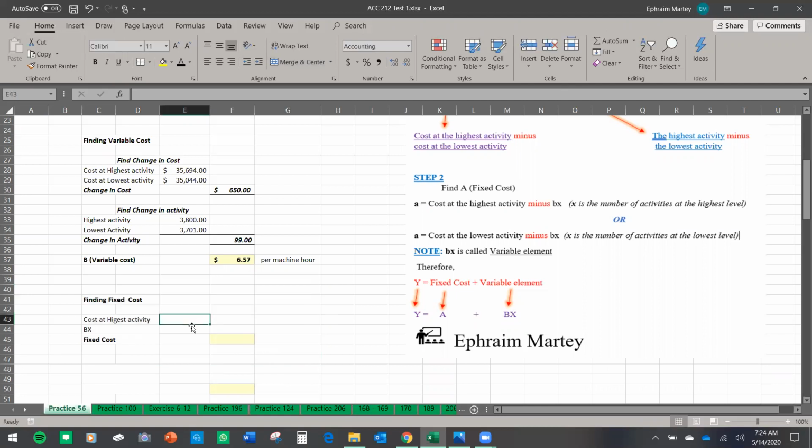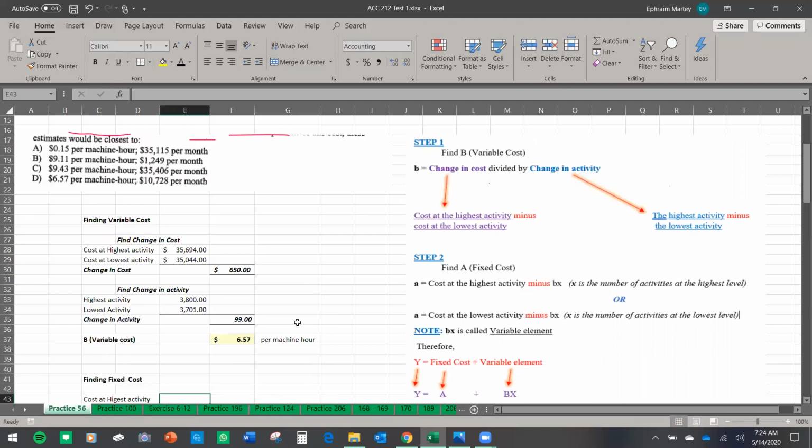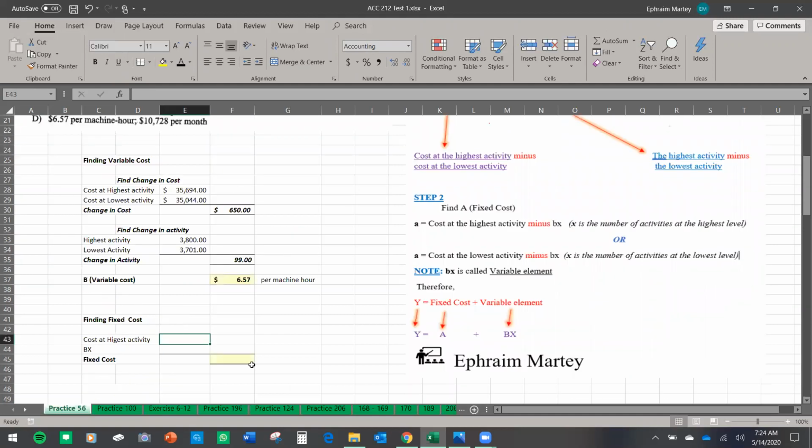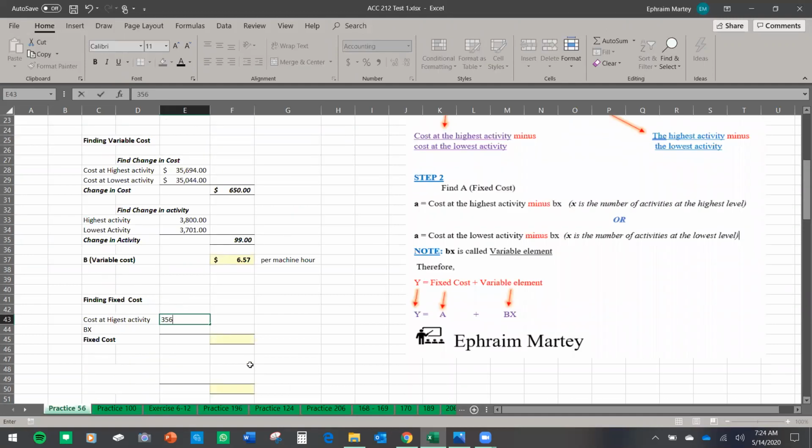So what is the cost at the highest activity? The cost at the highest activity, we have it here, 35,694. So 35,694, that's the cost at the highest activity. Now minus BX. What is our B? This now has become our B. So 6.57 multiplied by the highest activity.